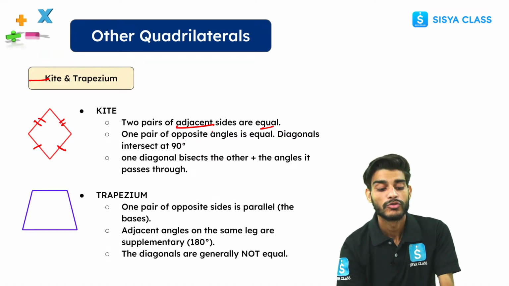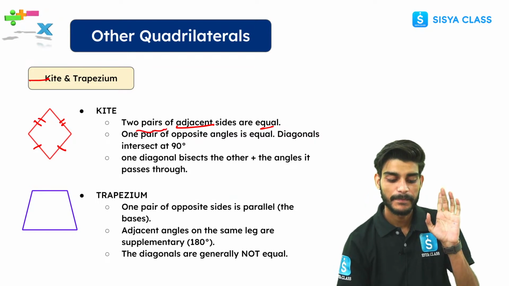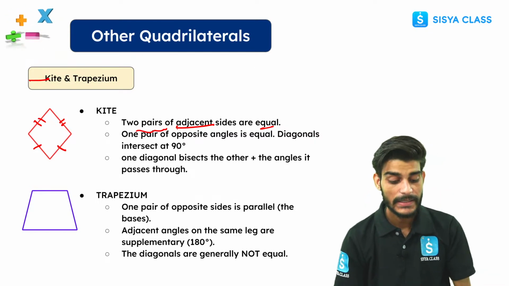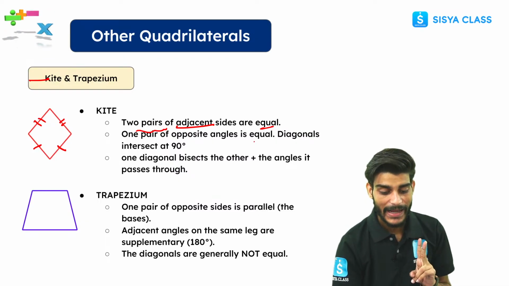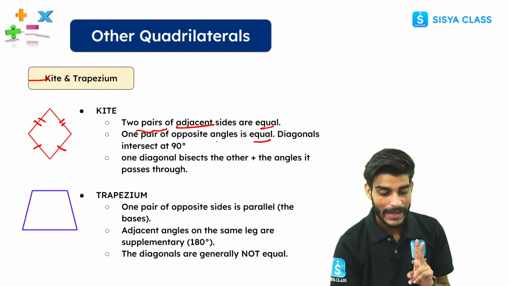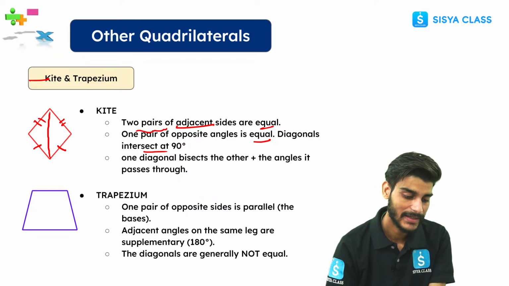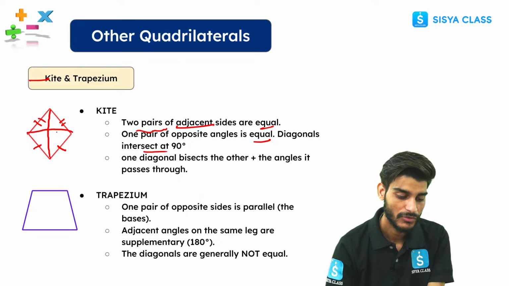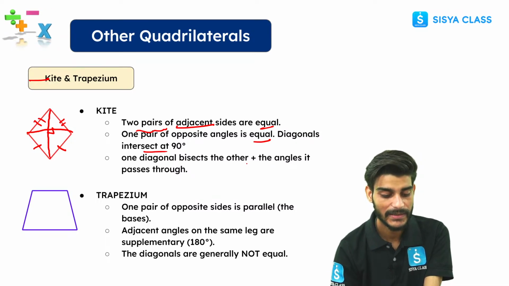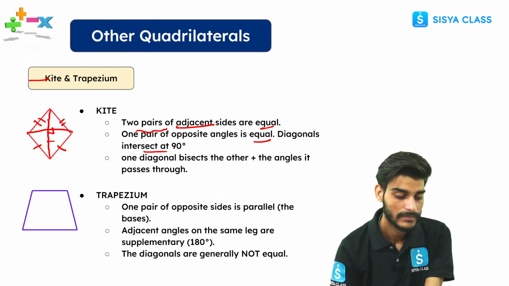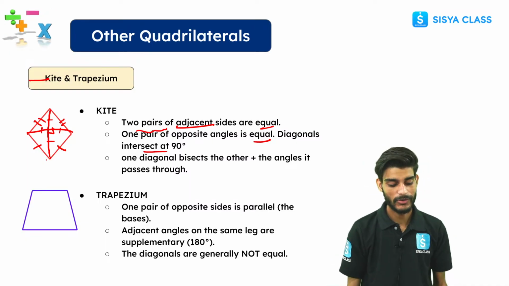Right? So if you want to form a kite, make pairs of adjacent sides equal. Second thing you have to do is one pair of angles is equal and the diagonals intersect at 90 degrees. Means the diagonals between them should be 90 degrees, obviously, and one diagonal bisects the other. This is what it's all about, kite.